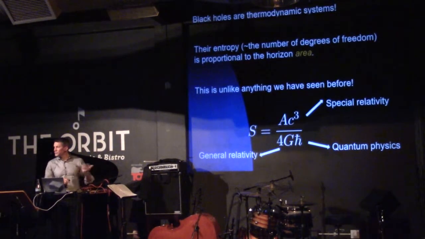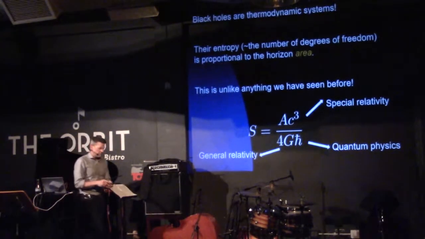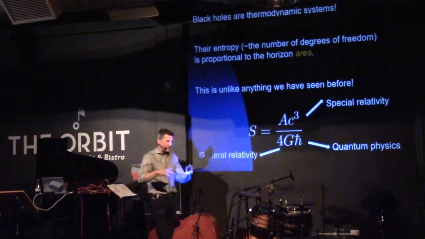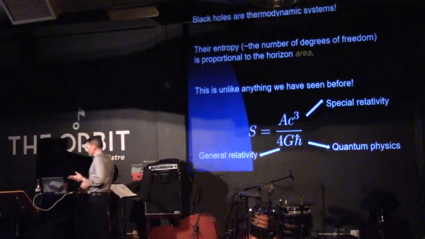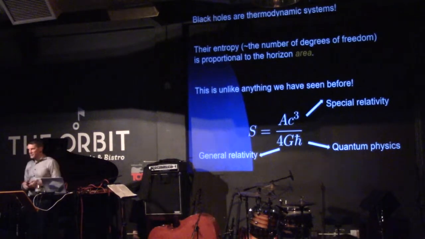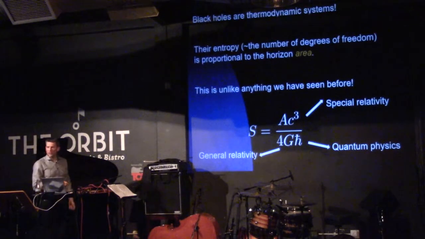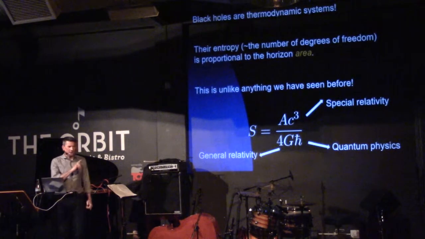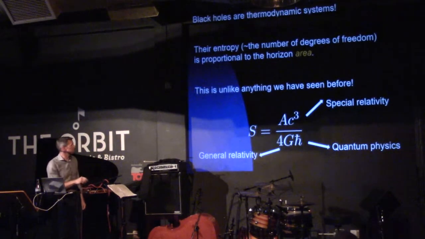However, the number of degrees of freedom did not scale like the volume, as it did with the gas in a box. It scales with the area of the black hole. And that's very strange. You would imagine that if you just keep on piling things together, everything should scale with the volume. How can the number of degrees of freedom, the entropy and the energy, and so on, how can they scale with the area? That is very, very strange indeed. And this was the key hint that led to this thing called the holographic principle.